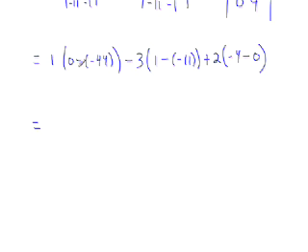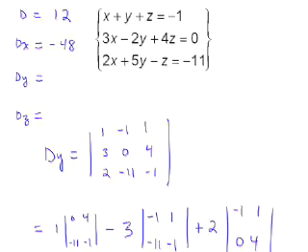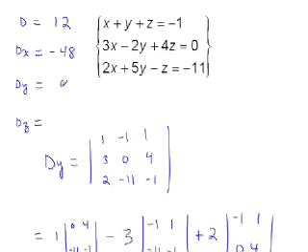This will now give us 0 minus negative 44 is positive 44 times 1 is positive 44. 1 minus negative 11 is positive 12 times negative 3 is a negative 36. And negative 4 times positive 2 is a negative 8. And when we evaluate 44 minus 36 minus 8, we get 0. So d sub y is equal to 0.